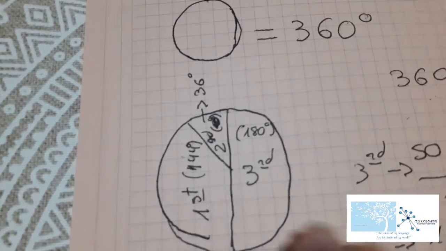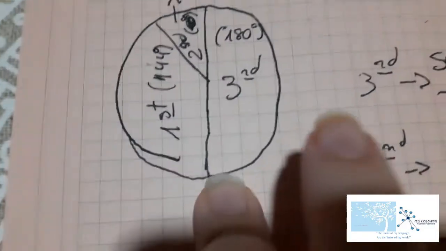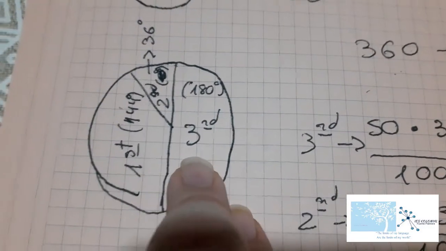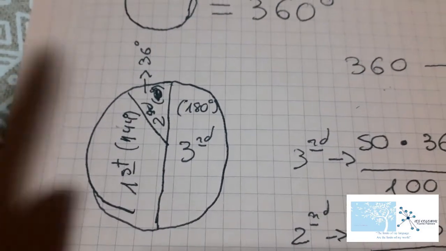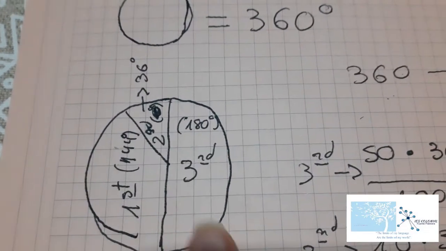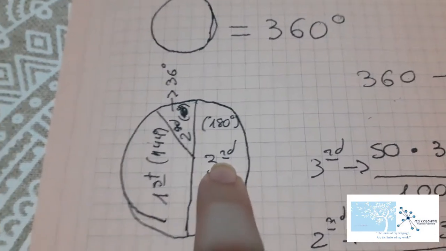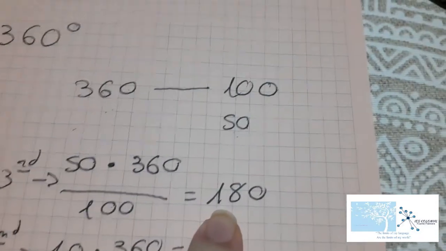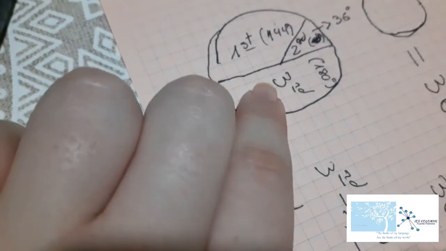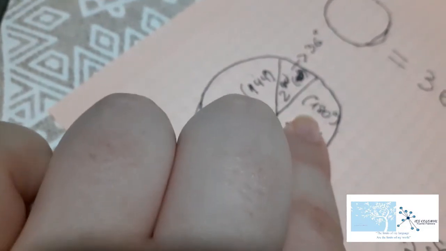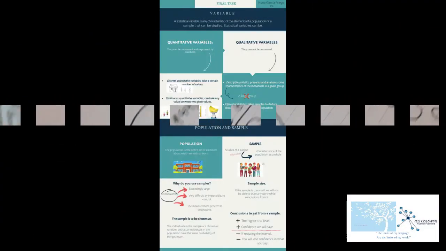And we paint the circle and put the years with the degrees. For example, the third year is 180 degrees, and the space it takes is of 180 degrees.